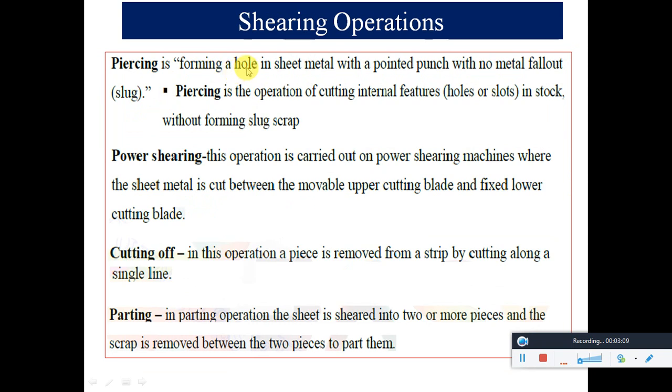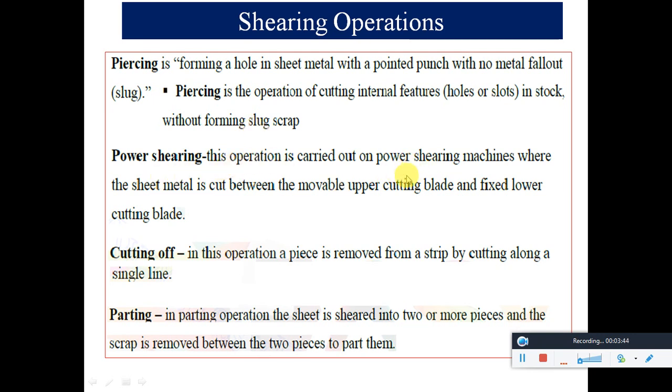Piercing is forming a hole in sheet metal with a pointed punch with no metal fallout. So it will just have a hole, but the material will not be removed from the sheet metal. That is said to be piercing. Whereas in punching, the material is removed after the hole is made. So piercing is the operation of cutting internal features like holes or slots in stock without forming slug scrap. This is the difference between piercing and punching.